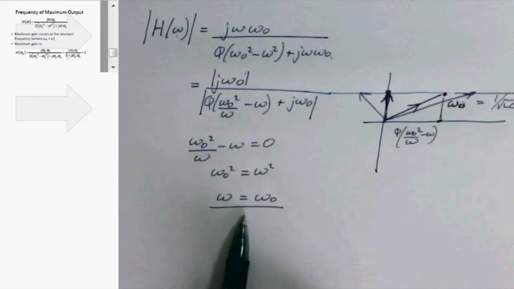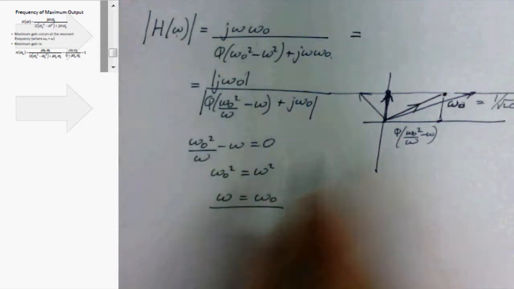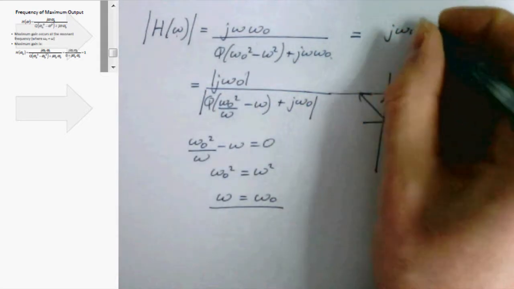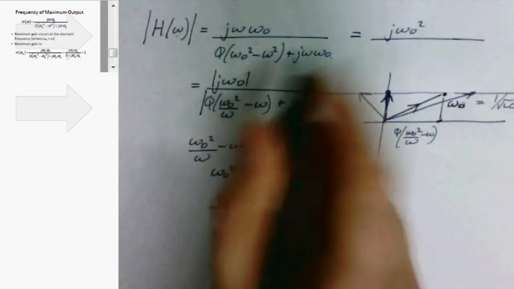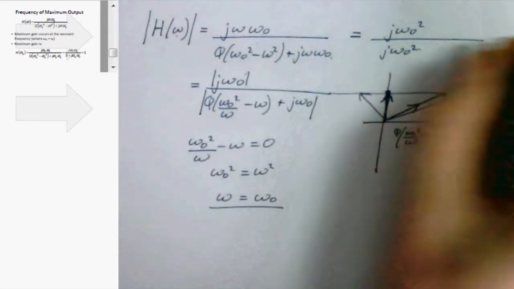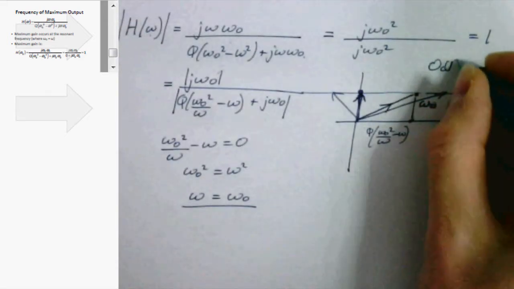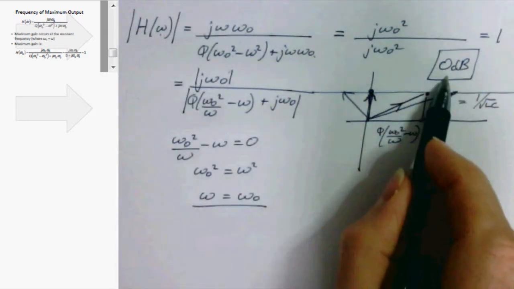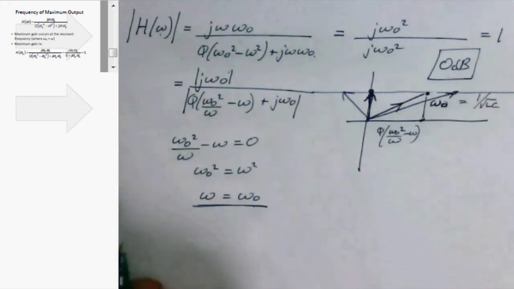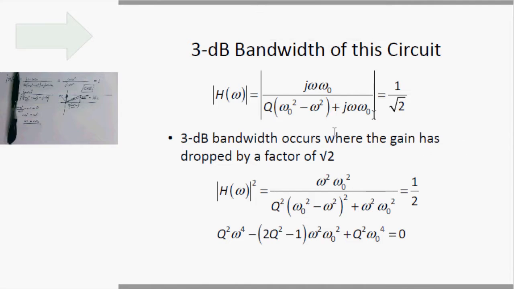And what is that maximum value? Well, we could just substitute omega equals omega naught back up into here, and we'd get J omega naught squared over, well, omega equals omega naught, so that term would disappear, over J omega naught squared equals 1. In other words, 0 dB. The maximum value that we get for any value of Q is always 0 dB, and it always occurs at the resonant frequency. The final thing of interest is, what is the 3 dB bandwidth of this circuit?